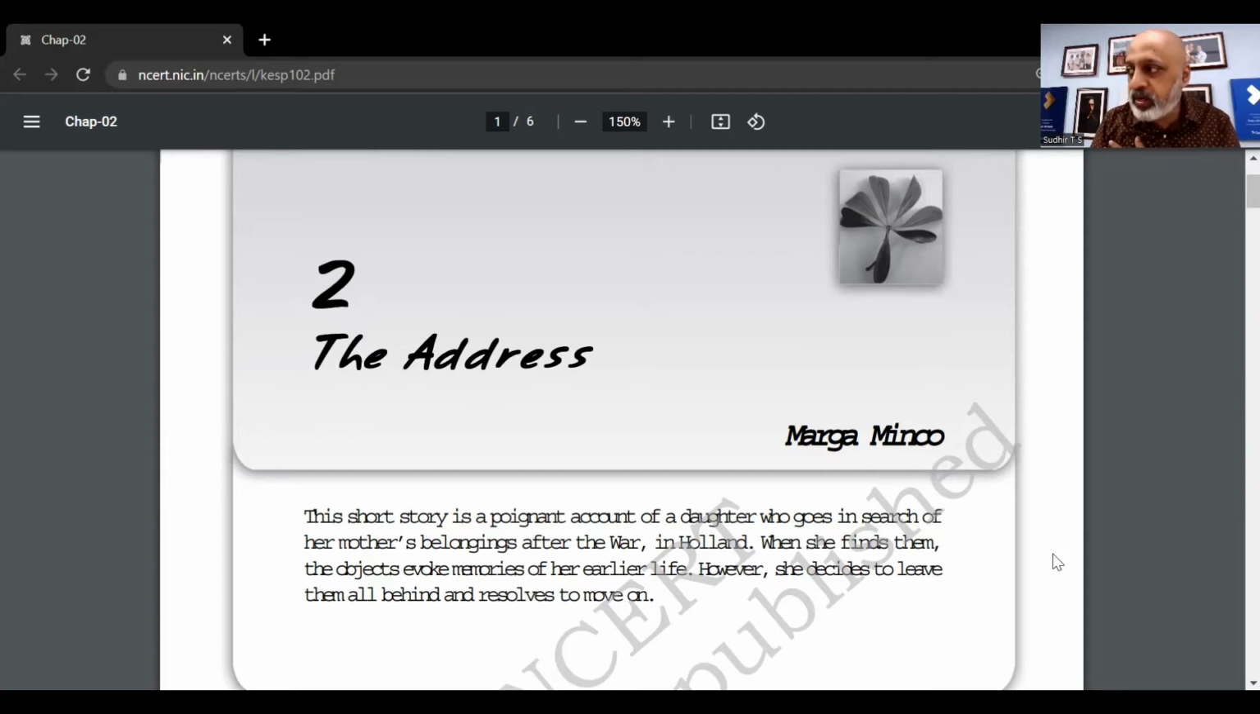She was born in 1920 and she went into hiding during the Second World War in 1942. That's why many of her stories that she has written often revolve around the problems faced by war survivors.